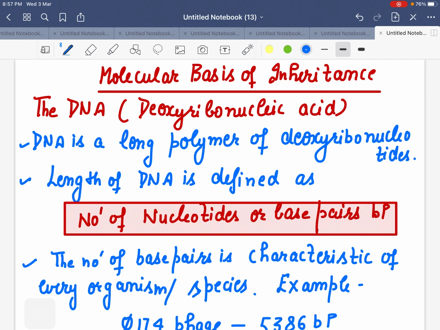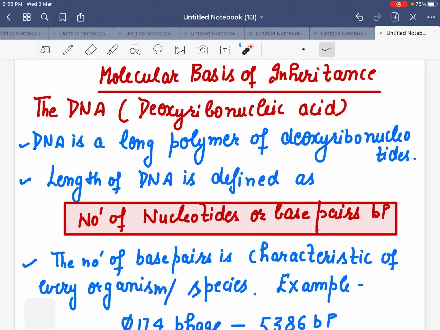So daily I will try to put one video for you so that you can revise this chapter, and this chapter should be crystal clear to you, because principal basis and molecular basis are both very important chapters for us this year, right? So let's quickly start with our chapter, that is molecular basis of inheritance.